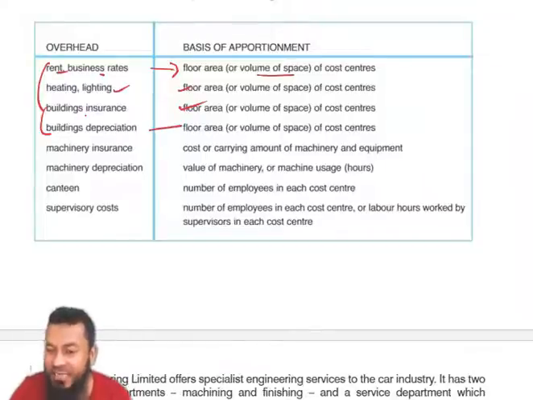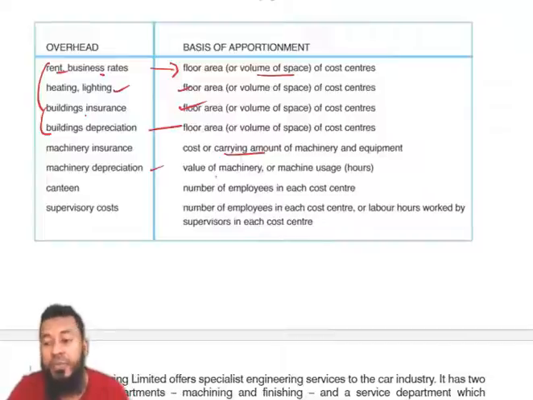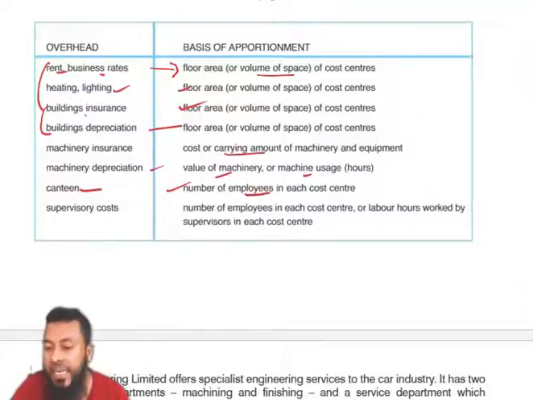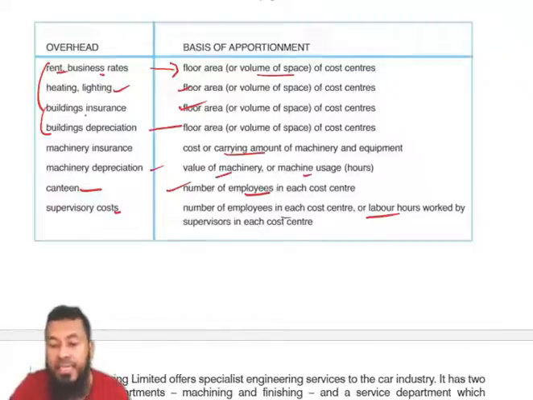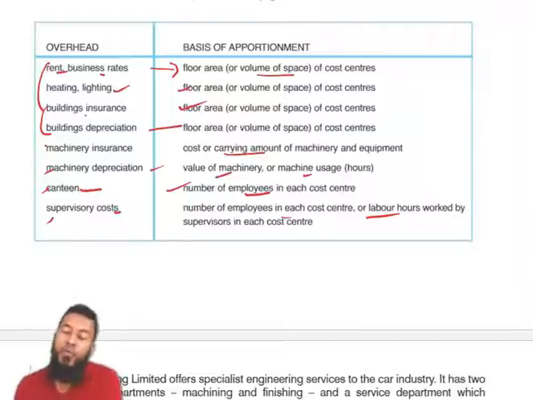Building depreciation too. The value of machinery is based on net book value of the machine, or carrying amount, or value of the machine. Machinery depreciation could be either value of the machine or machine hours usage, whatever is given in the question. Canteen, the number of people eating in the canteen. Supervisor costs could be the number of employees the supervisor is handling or number of supervisor hours. These are your overheads and the bases of apportionment.